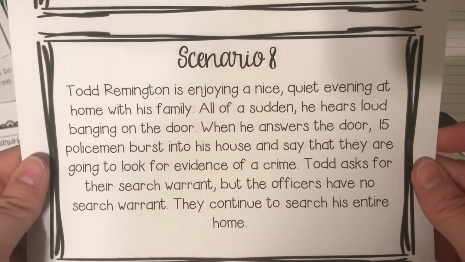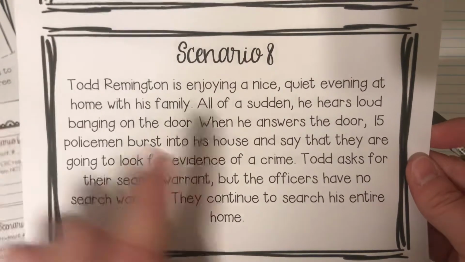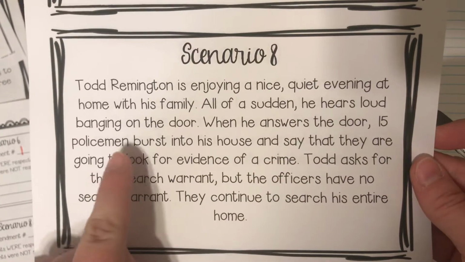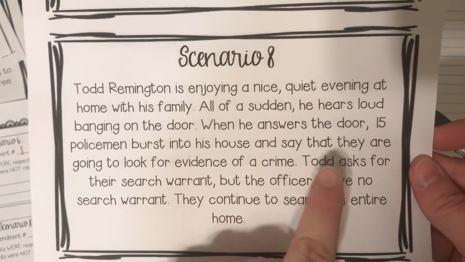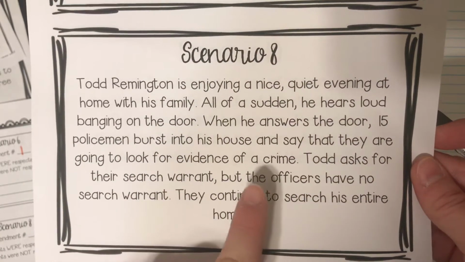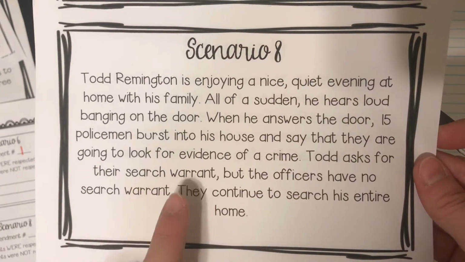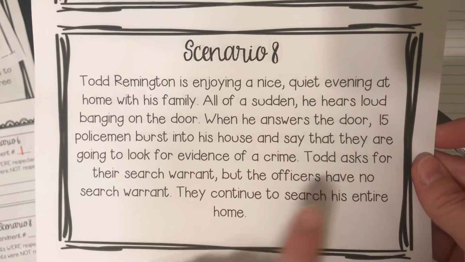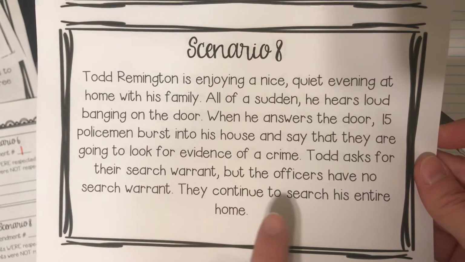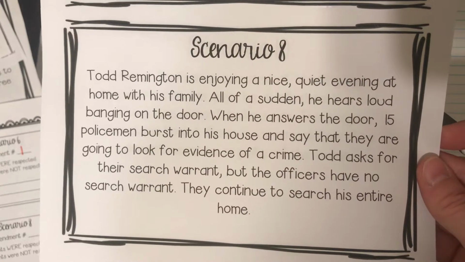Todd Remington is enjoying a nice quiet evening at home with his family. All of a sudden, he hears loud banging on the door. When he answers the door, 15 policemen burst into his house and say that they are going to look for evidence of a crime. Todd asks for their search warrant, but the officers have no search warrant. They continue to search his entire home.